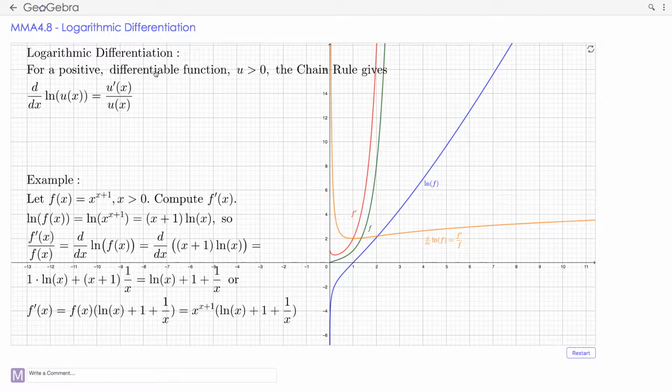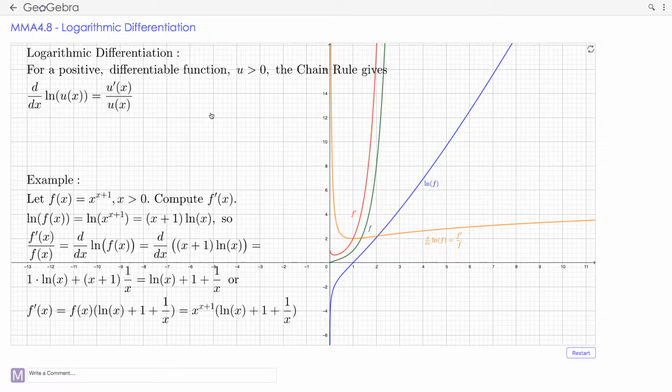We have a positive differentiable function u, and then we look at what happens if we take the natural logarithm of this u, and take the derivative. By the chain rule, first we take the derivative of ln. That's just 1 divided by what we had inside. So it's 1 divided by u of x times the derivative of what we have inside, so that's u prime of x.